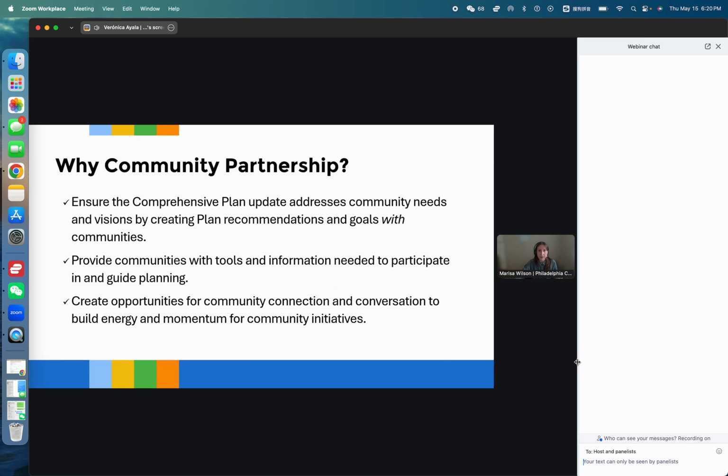So before we start that, why community partnership in the first place? Veronica got into this a little bit already, but these are our aims with our community partnership. We hope to ensure that the comprehensive plan update addresses community needs and visions by creating plan recommendations and goals with communities. We hope to provide communities with tools and information needed to participate in and guide the planning process. We'll create opportunities for community connection and conversation to build energy and momentum for community initiatives.